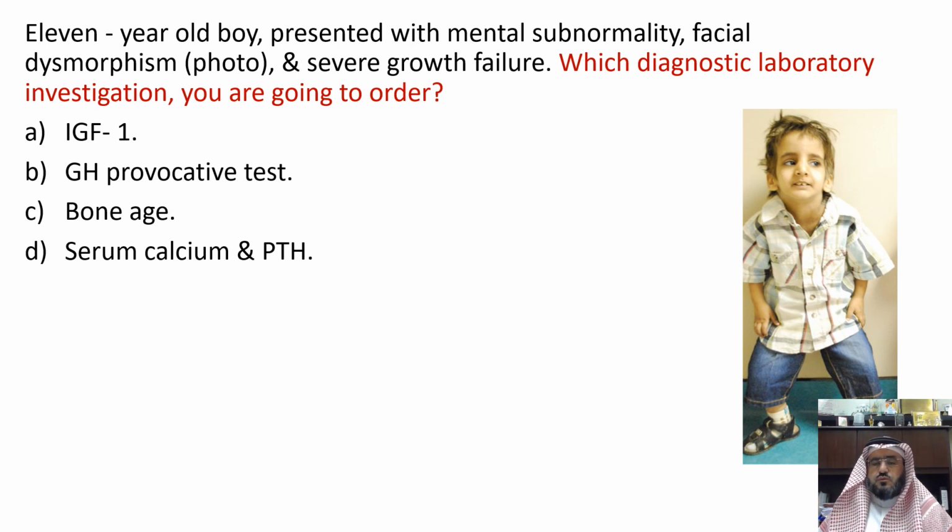11-year-old boy presented with mental subnormality, facial dysmorphic features. As you could see in the photo, the child is having dysmorphic features. And when you look at his growth, you could say this is a child of 5 years of age, 4 or 5 years of age, not more than this. But his actual age was 11. So severe short stature, severe growth retardation, and mental subnormality.